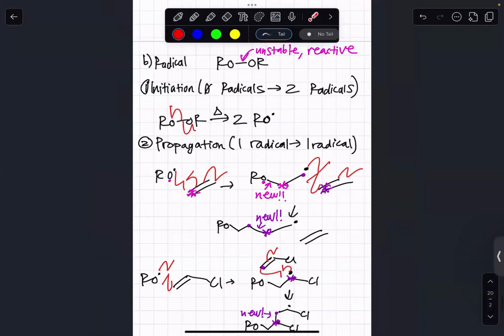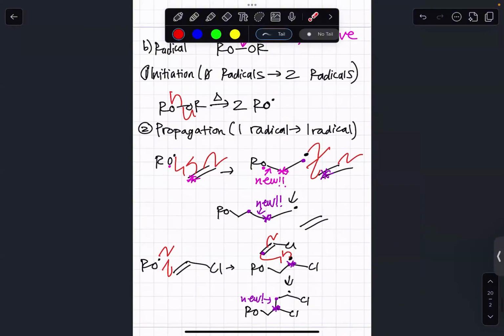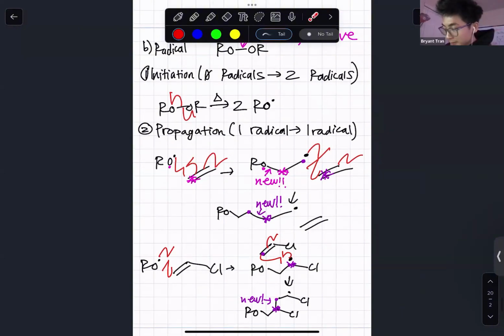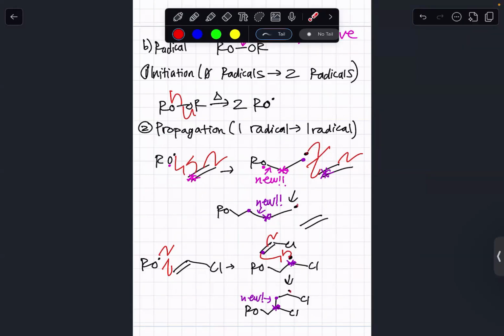You said the radical would be what intermediate? Radical would be a radical intermediate. Oh, a radical intermediate. Okay. Yeah, which is the one electron thing right there.